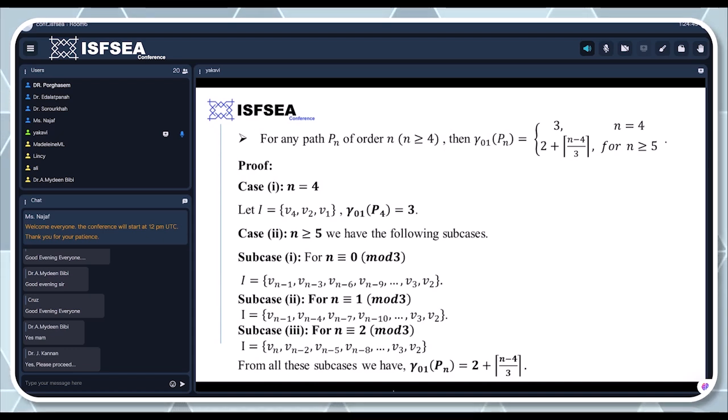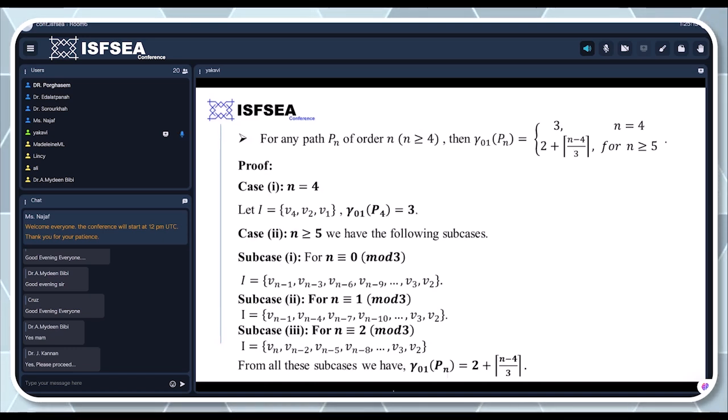Case 1 is for n equal to 4. Here we choose I equal to {V4, V2, V1}, or else we can also choose the set {V1, V3, V4}. Anyhow, the dominating set I satisfies the IP domination condition. Thus, the dominating set I is said to be an IPD set. Hence, the IP domination number of P4 is 3.